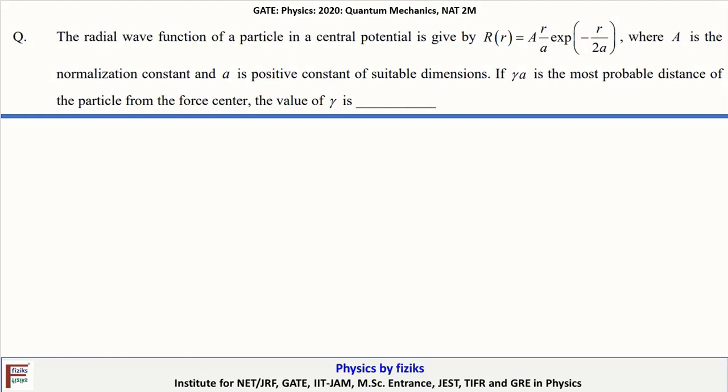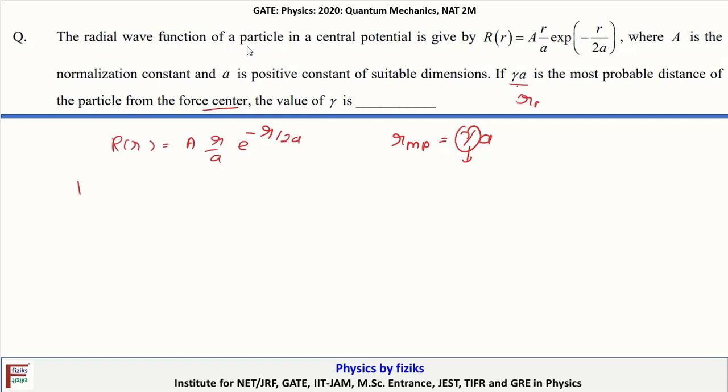Radial wave function of a particle in central potential is given, that is R(r) is equal to A r by a e to the power minus r by 2a, where A is the normalization constant and a is a positive constant in suitable dimension. Gamma is the most probable distance of the particle from the force center. So most probable distance according to the question is Rmp is gamma a. We have to determine the value of gamma.